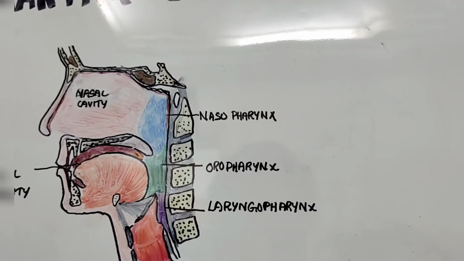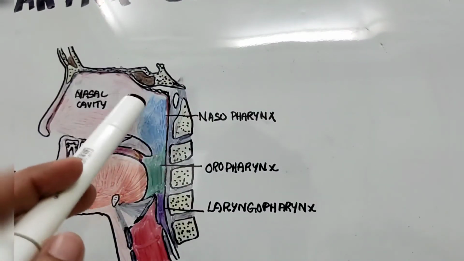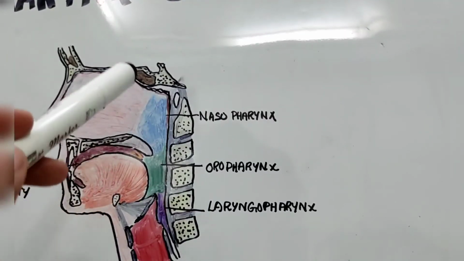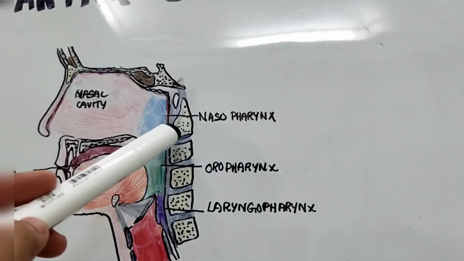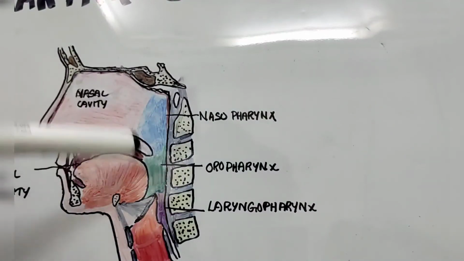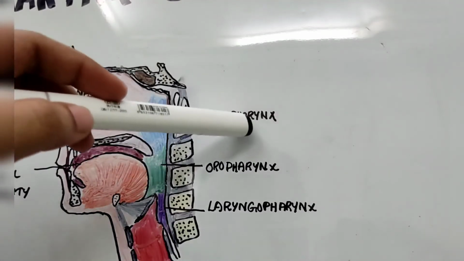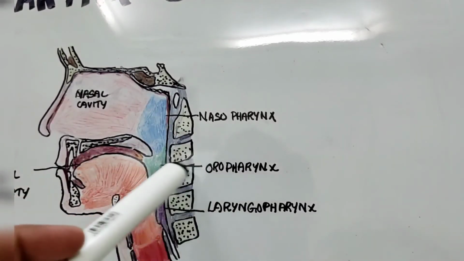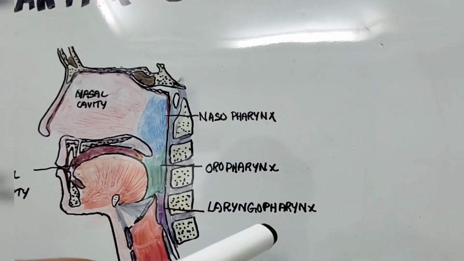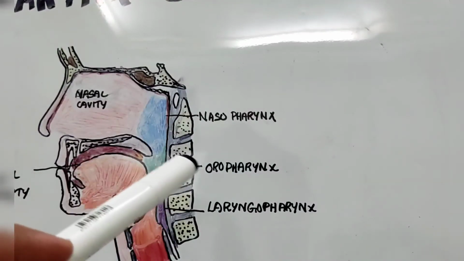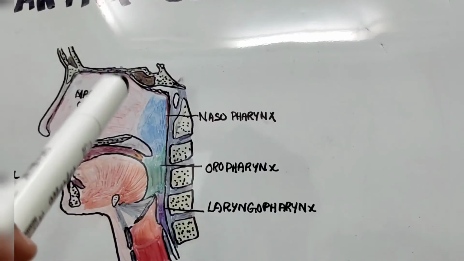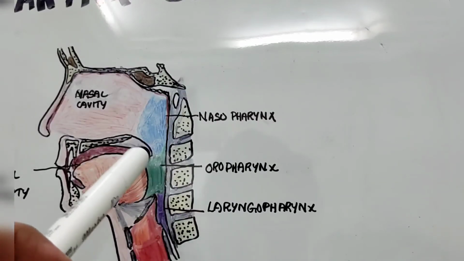Now we will discuss the lining of each of these cavities. The lining of the nasopharynx is ciliated columnar epithelium. As it only passes air, cilia are present in the nasopharynx. The oropharynx and the laryngopharynx are lined by stratified squamous non-keratinized epithelium.